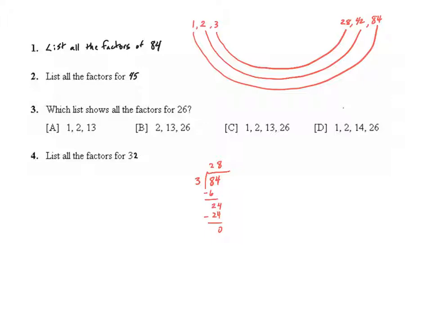Unfortunately, the divisibility rule for 4 involves the last 2 digits of the number, which in this case is the entire number. So we're just going to divide by 4 to check. This is a really easy one to divide by 4. You can tell right away that 4 goes into 84 21 times. So it is a factor of 84.